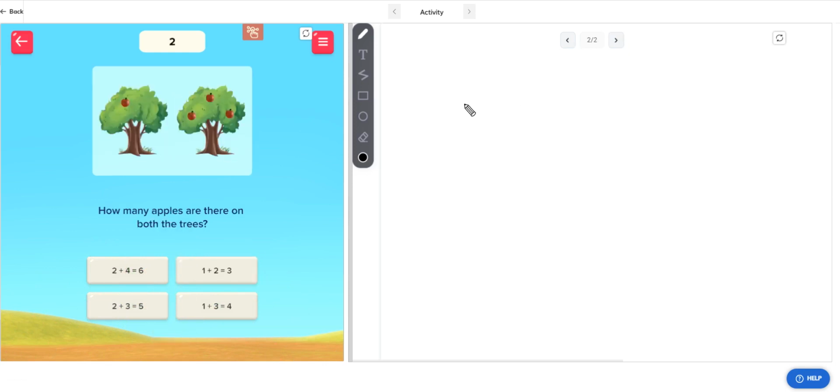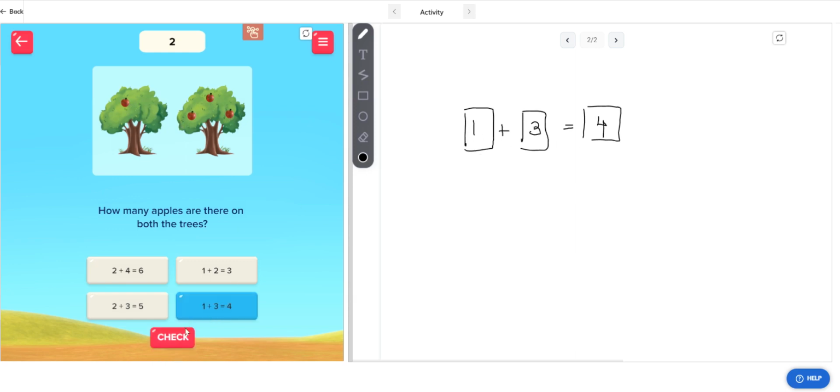How many apples are there on both trees? Both trees, that means again you have to add, correct? So let's start by counting the apples. On the first tree, how many do I have? 1. Plus on the second tree, 1, 2, 3. How many in total? Let's count, okay? 1, 2, 3, 4, right? So 1 plus 3 is equal to 4. So how many total apples do I have? 1 plus 3 equals 4. See? Nice work, you guys.